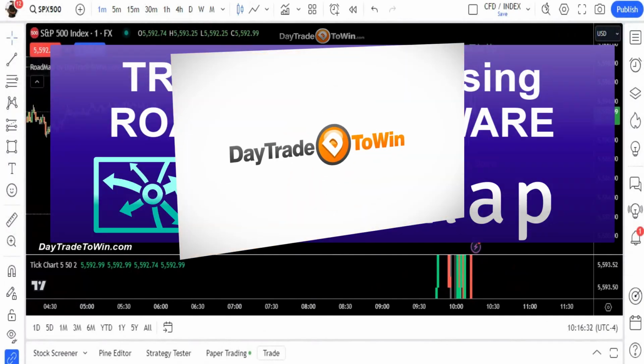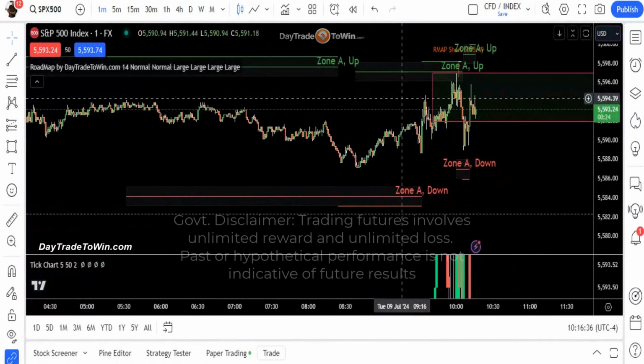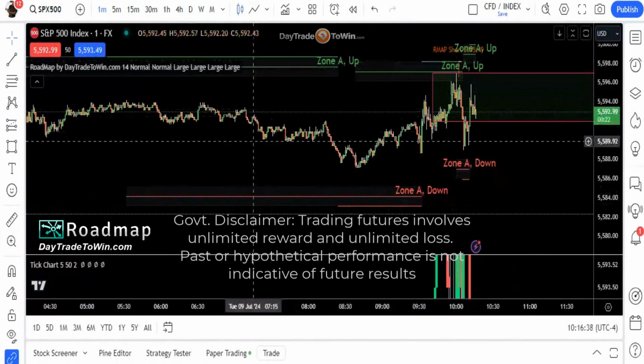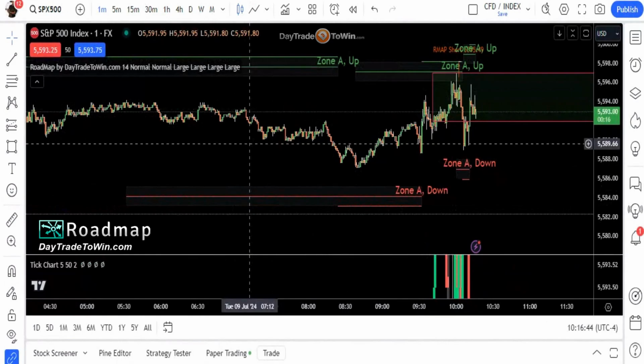Play says, what is the indicator we see called? So the indicator that you're looking at is called the roadmap. Now, the roadmap is not a retail tool. It is an institutional tool. So basically what it does is it shows you institutional levels of interest. These are the levels that the institutional traders are using.